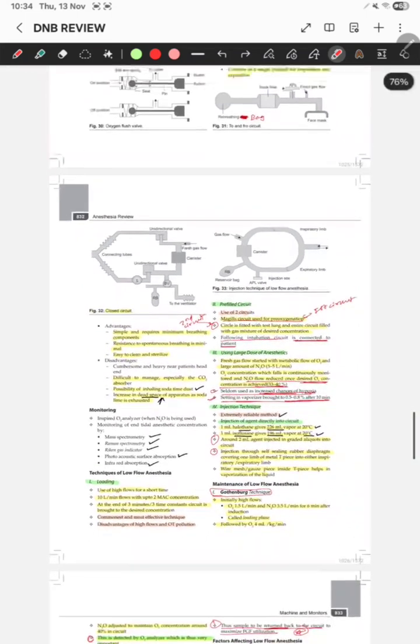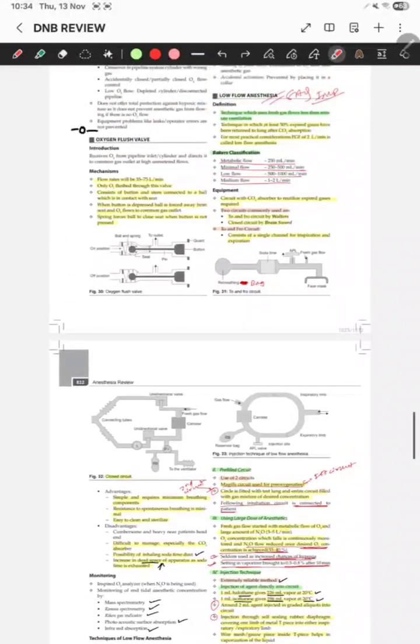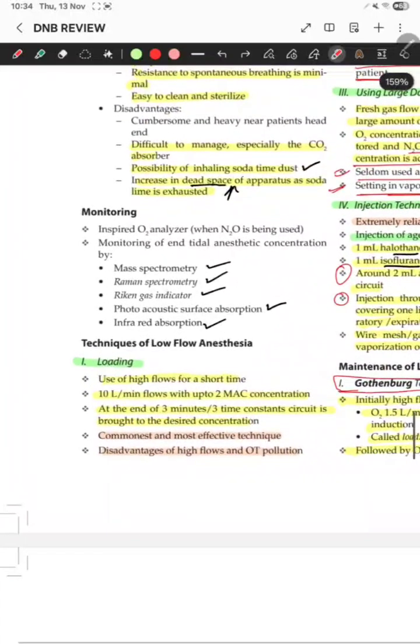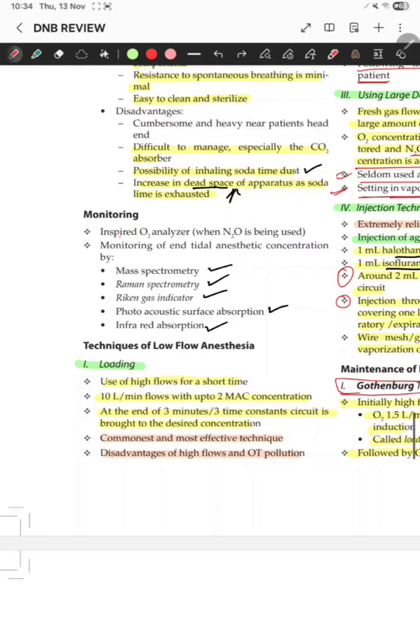Okay, we saw the definition, Baker's classification, equipments, then monitoring. How to monitor? Inspired oxygen analyzer, when N2O is being used. Monitoring of end-tidal anesthetic concentration by mass spectrometry, Raman spectrometry, photoacoustic spectrometry, and infrared absorption.